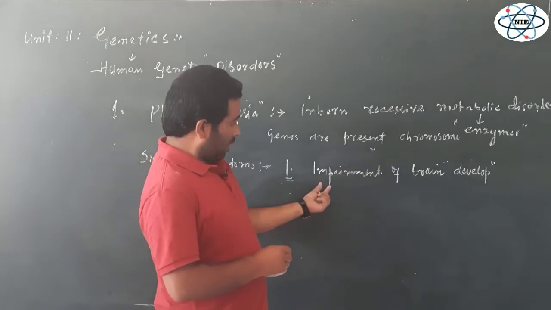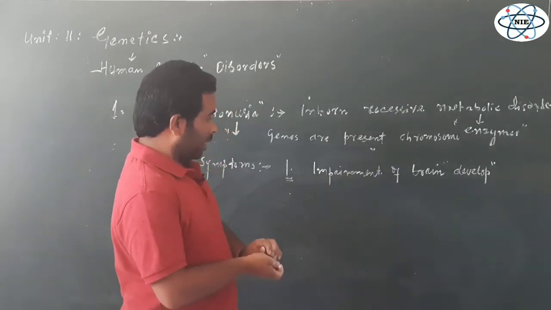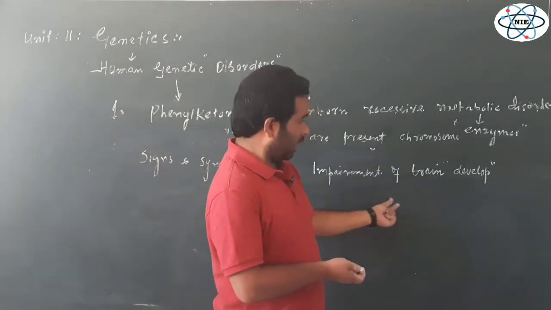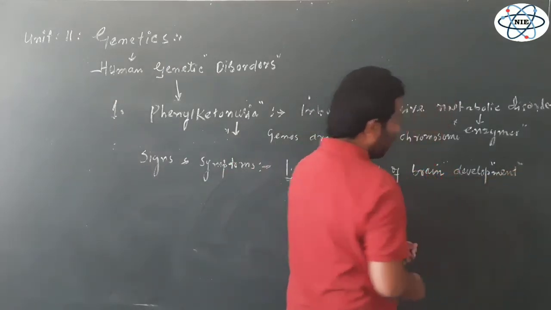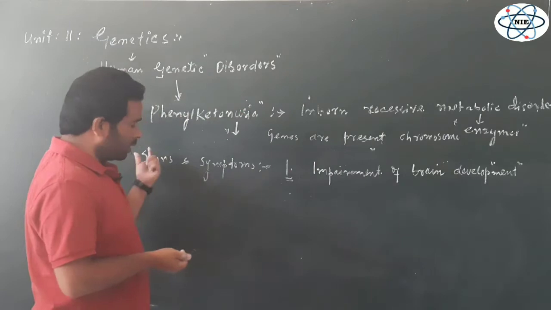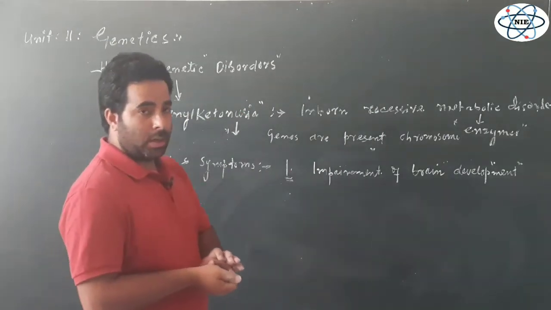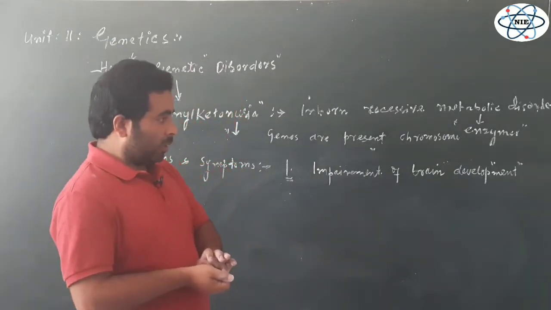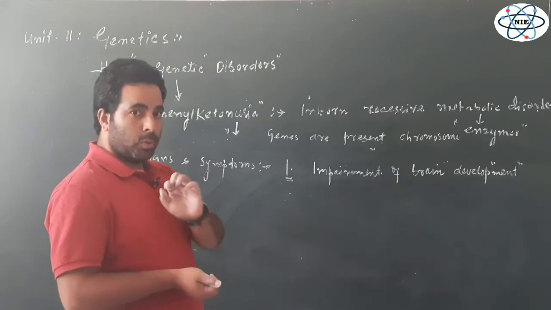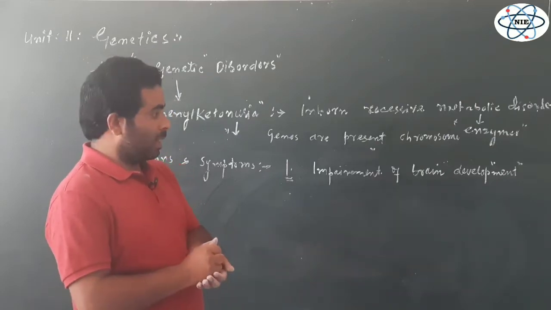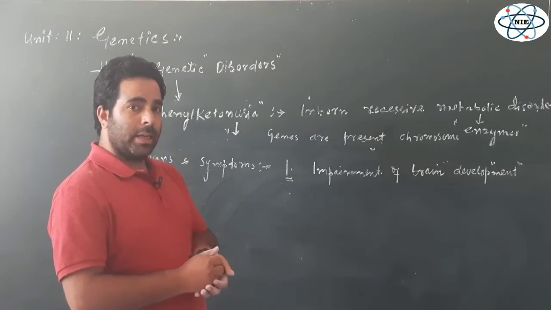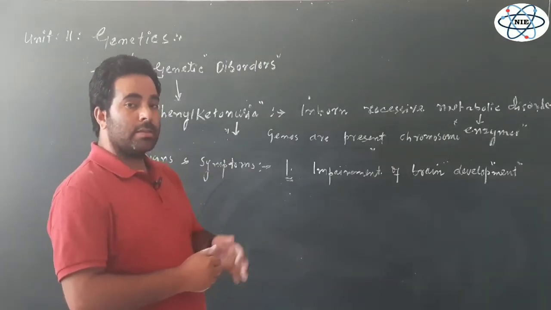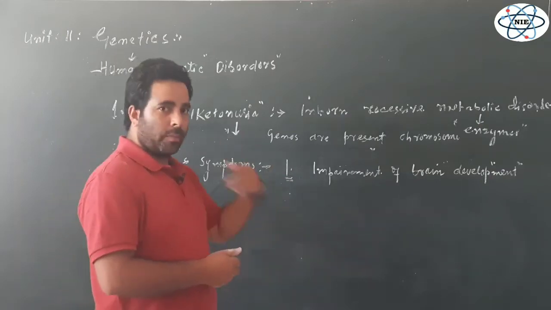So because of this accumulation of phenylalanine, there is impairment of the brain development. Here you have to understand a very important point. Although phenylalanine is an essential amino acid, there is a proverb in English, let me tell you, that sometimes the nectar, which is very, very important, if given in excess, is sometimes poisonous. So excess of everything is bad.